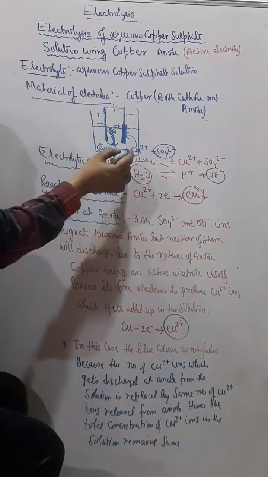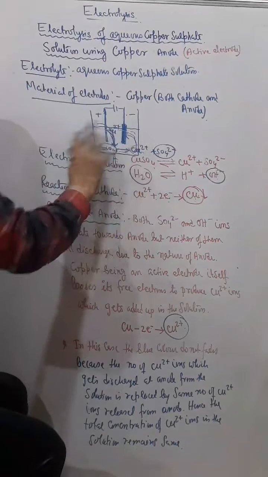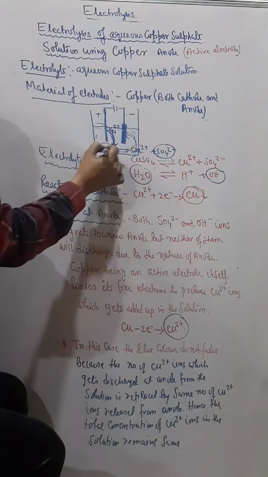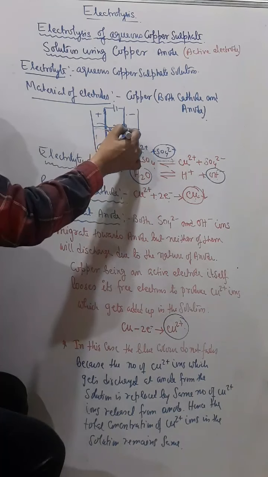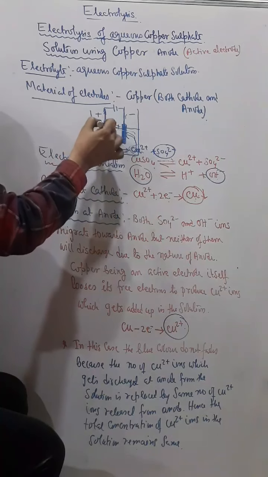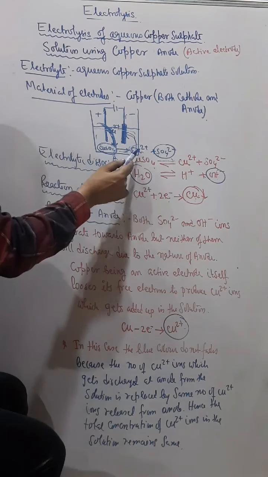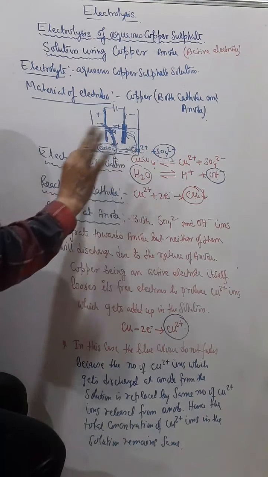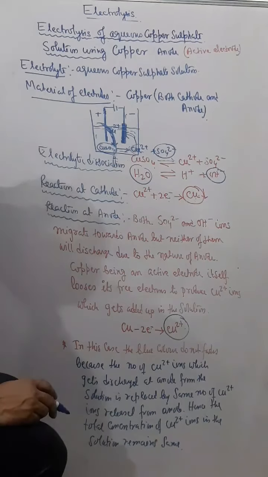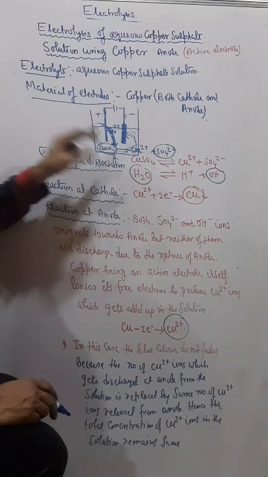So you can understand that the concentration of Cu2+ ions in the solution is always in equilibrium, so it's not changing, because on one hand, from copper sulfate, Cu2+ ions are getting discharged at the cathode, and on the other hand Cu2+ ions are released from the anode into the solution. So ultimately the concentration of copper ions in this blue solution remains the same, and therefore the blue color of this copper sulfate does not fade in this case.